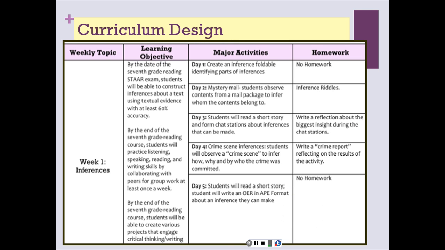Here's an example of what a unit consists of. It includes the week's unit, learning objectives, major activities per day, and homework assignments. Although I included some suggestions for reading options, I wanted to give the teachers the autonomy to make choices that would benefit and interest their students.